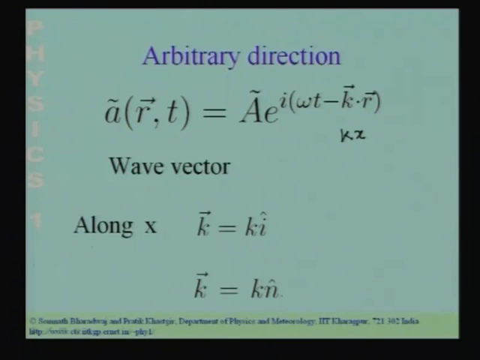Now, if you want the wave to propagate not along the x axis, but in some arbitrary direction with unit vector n, so n over here is the unit vector in which you want the wave to propagate, not the x axis, but some other direction. Then the wave vector should be the wave number k into the unit vector n. If you use this wave vector in this expression, this wave will now propagate along the direction of the unit vector n. It will have a wavelength which is 2 pi by k.